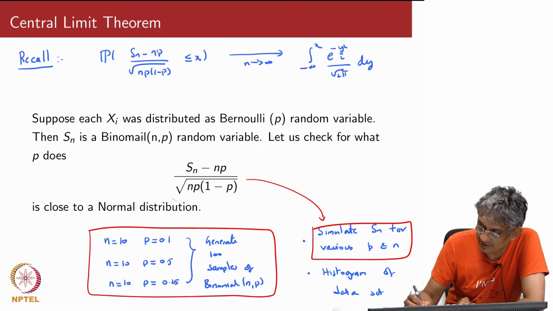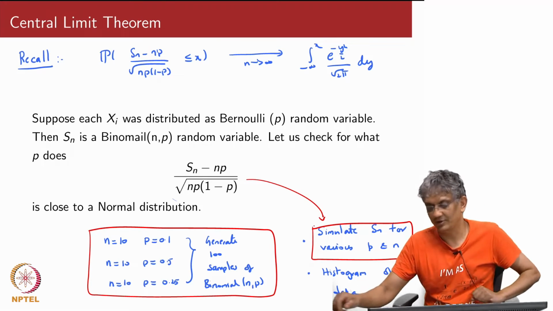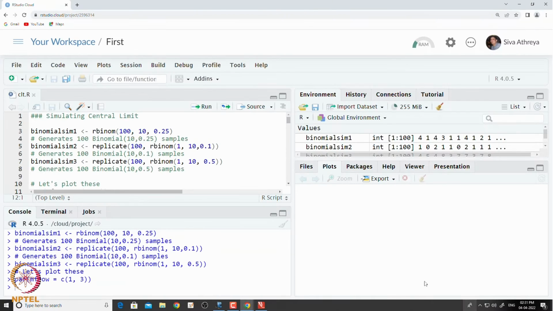And then the next thing I will do is draw the histogram for this, right? Let's go to the histogram. The first thing I did was generate these samples, and now all the samples are there. You can just check, for example, by typing binomial sim1.